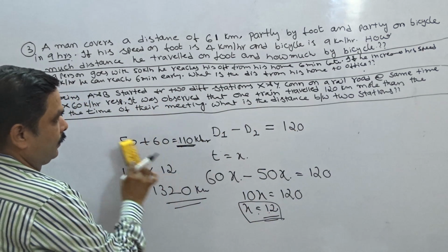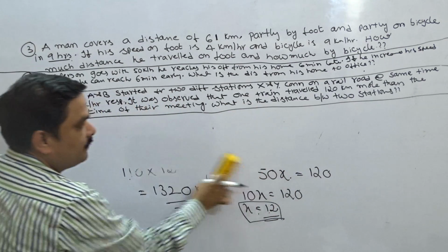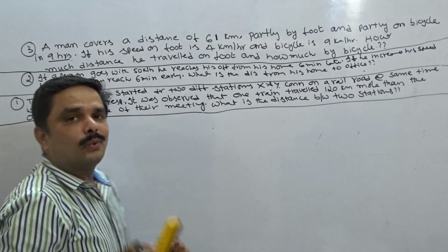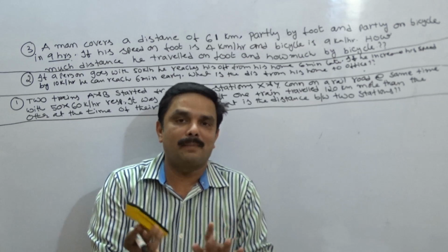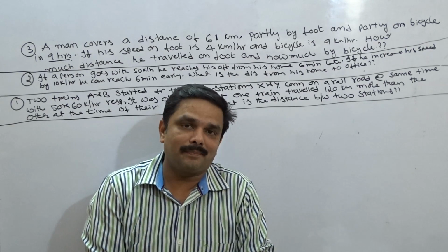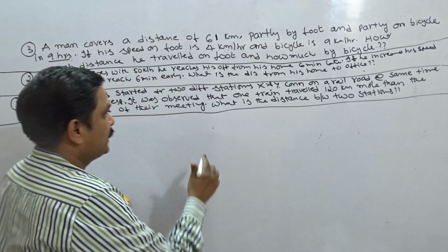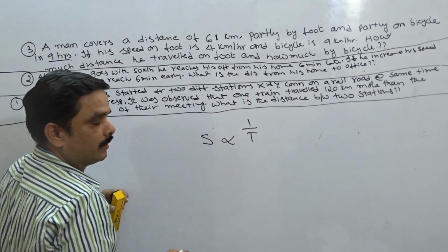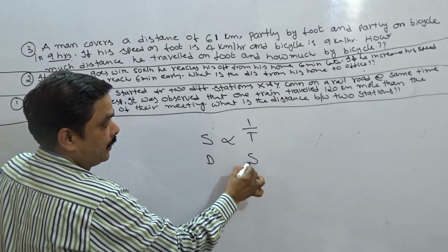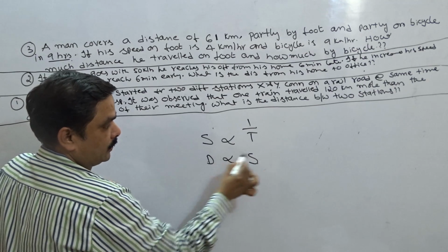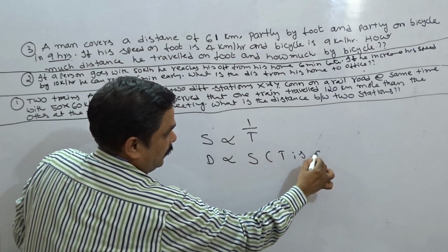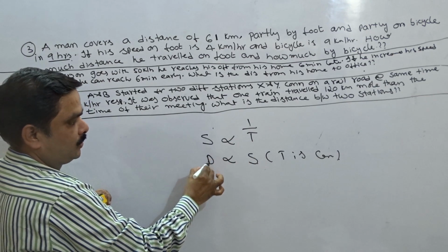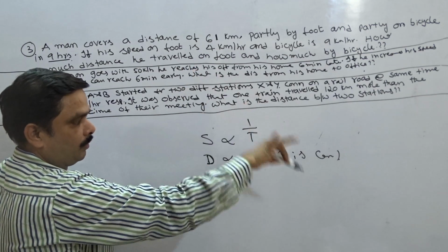Now the shortcut is, in the last video, I've given you very clearly the relationship among distance, speed and time. I've given you 2 points. Speed and time are inversely proportional to each other. And distance and speed are directly proportional to each other when time is a constant. We discussed this in the previous video, right? If anybody has not understood this, just go through the previous video.